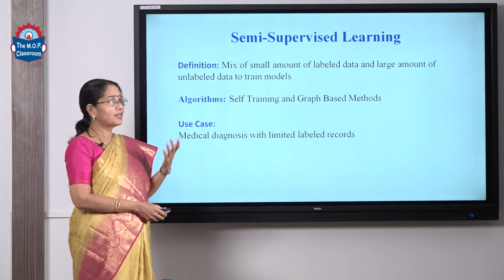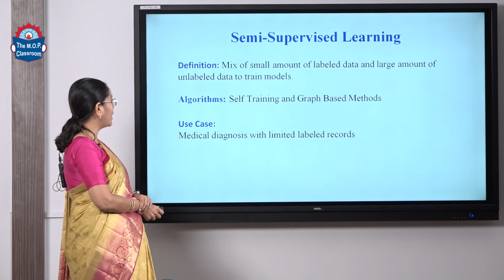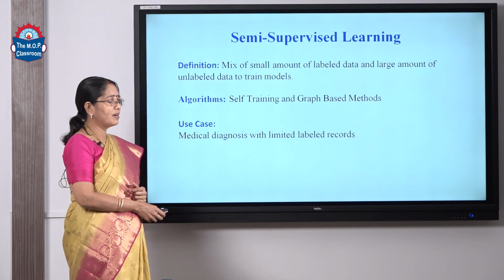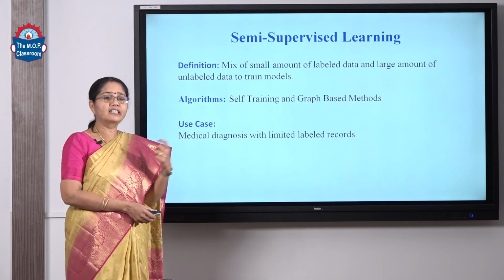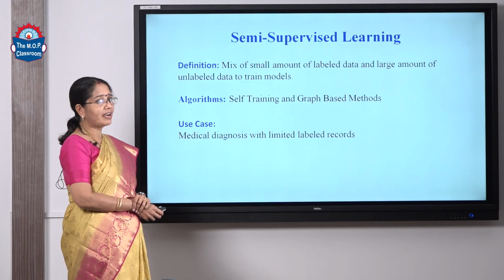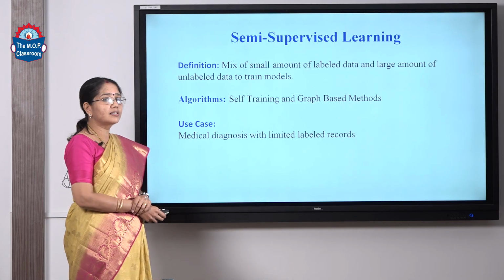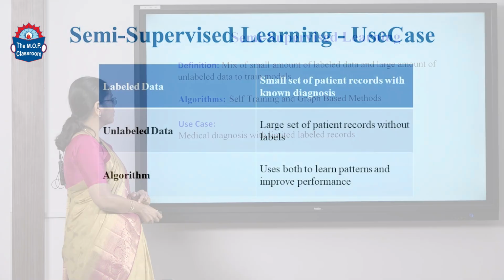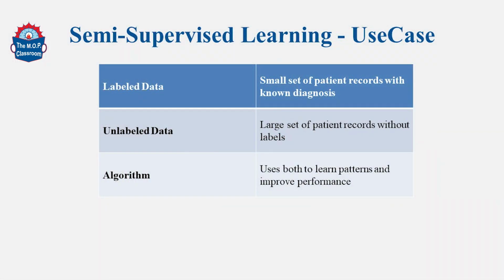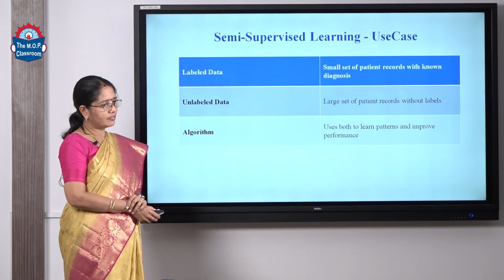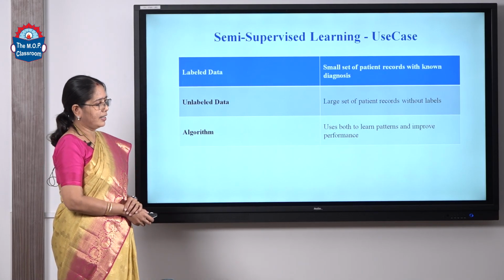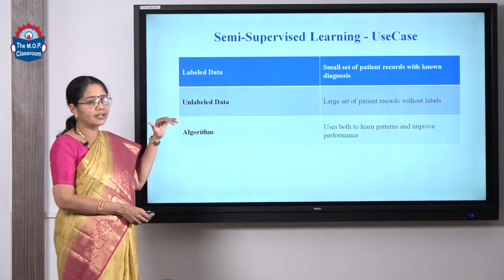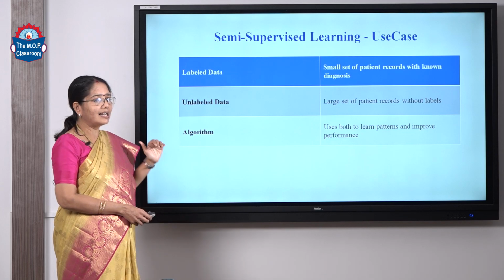And the algorithms that are used for this semi-supervised learning are self-training and graph-based methods, and we have much more algorithms. One example that I can cite for semi-supervised learning is medical diagnosis with limited labeled records. If you look at this slide, we can see that a small set of patient records with known diagnosis is found, and a large set of patient records without labels are there. So, we have some amount of labeled data and we have a large amount of unlabeled data.